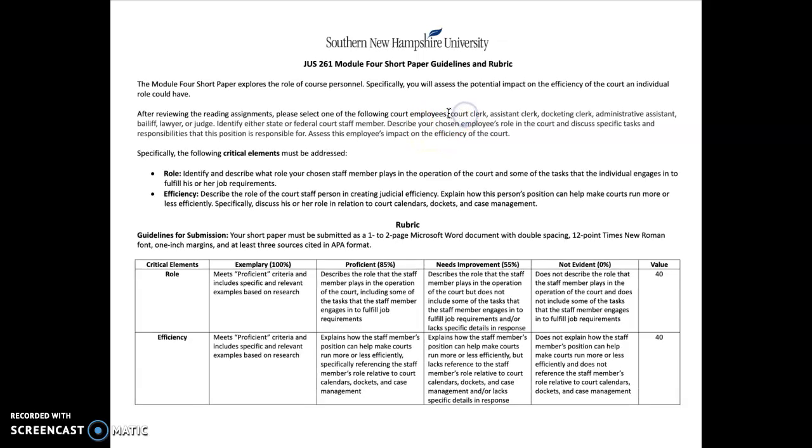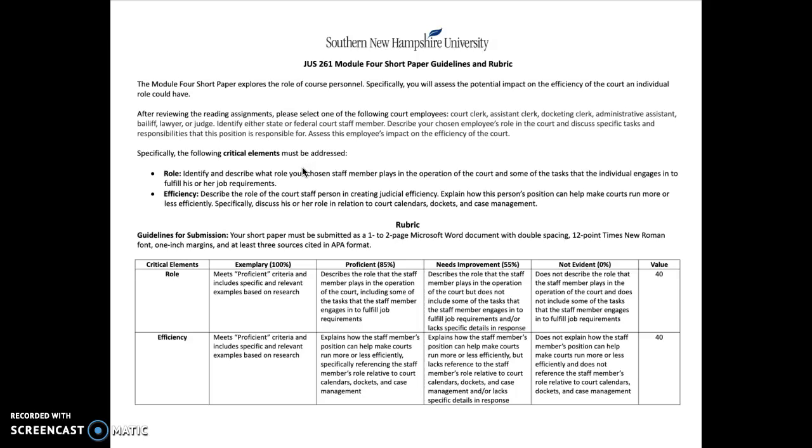So you need to either look at a court clerk, assistant clerk, docketing clerk, administrative assistant, bailiff, lawyer, judge, and then identify whether or not what you're researching is a member of the state or federal court system. Okay, so there are specific roles that you're going to be researching, so keep that in mind. And then just tell me if you're looking at a state or a federal court staff member, because their roles might be slightly different. Right, so that's something you need to keep in mind as you prepare this assignment.